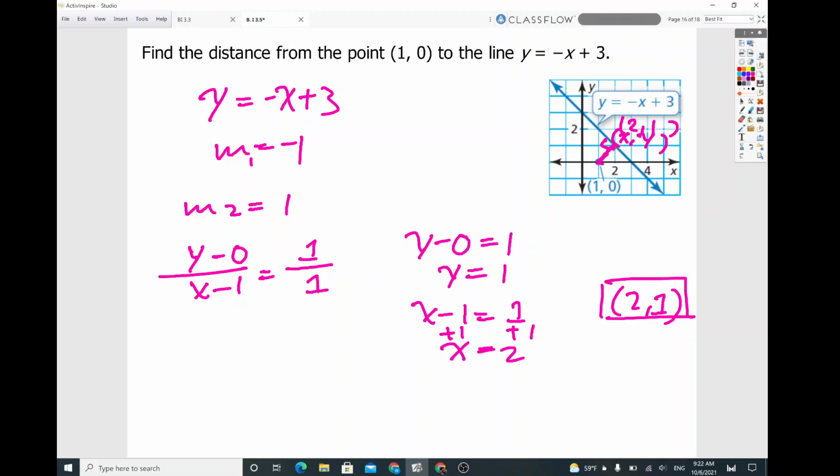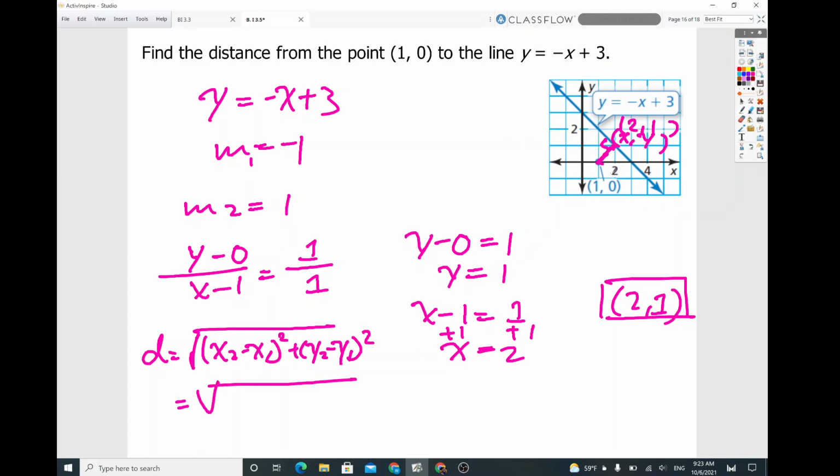So the distance for this point here, using the distance formula. So the distance formula, as what we talked about before, is x2 minus x1 quantity square plus y2 minus y1 quantity square. So x2 minus x1, so 2 minus 1 quantity square. And then y2 minus y1, so 1 minus 0 quantity square. So what we found here, 2 minus 1 quantity square, that's 1. 1 minus 0 quantity square, that's 1. So the distance is square root of 2.